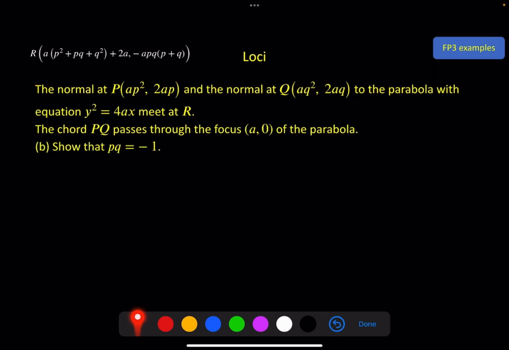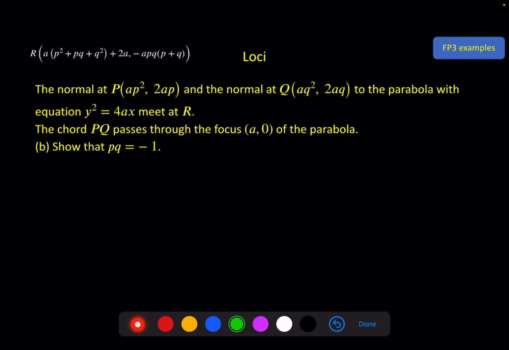So the second part of the question says the chord PQ passes through the focus (a, 0) of the parabola. Show that pq equals -1. And I've put up our R coordinates here from the first part of the question in case we need that. So what we need to do here is get the chord PQ. We do that in the usual way. We've got the coordinates here. We can do (y2 - y1)/(x2 - x1) and put that into the line equation. Then we know it must go through this point, so we can substitute these into that, and hopefully along the way we will find this must be true.